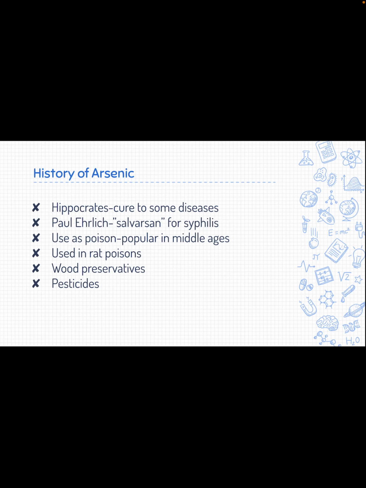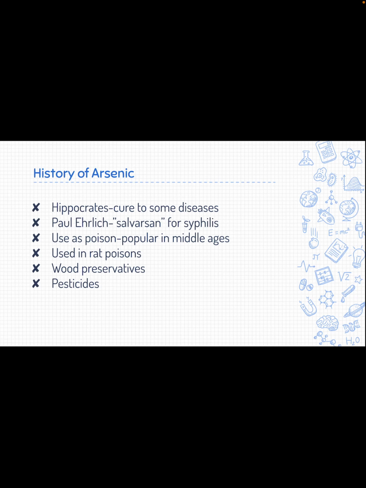And then we have around 1910, a German scientist named Paul Ehrlich. He invented this drug called Salvarsan, and it was a drug for syphilis. It was made mostly of arsenic. So now in the early 1900s, we have people literally taking arsenic to try and cure syphilis, and of course, these people do not make it very long.